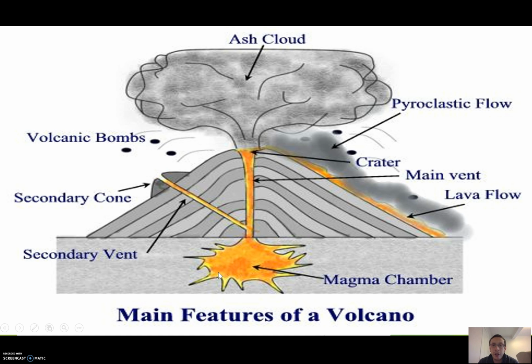Now, one quick distinction to get out of the way now. The difference between magma and lava is pretty straightforward. They're both molten rock. Magma is molten rock that's inside the Earth's surface. Lava is molten rock that's been extruded onto the Earth's surface. So magma is simply still underground. Lava is above ground.